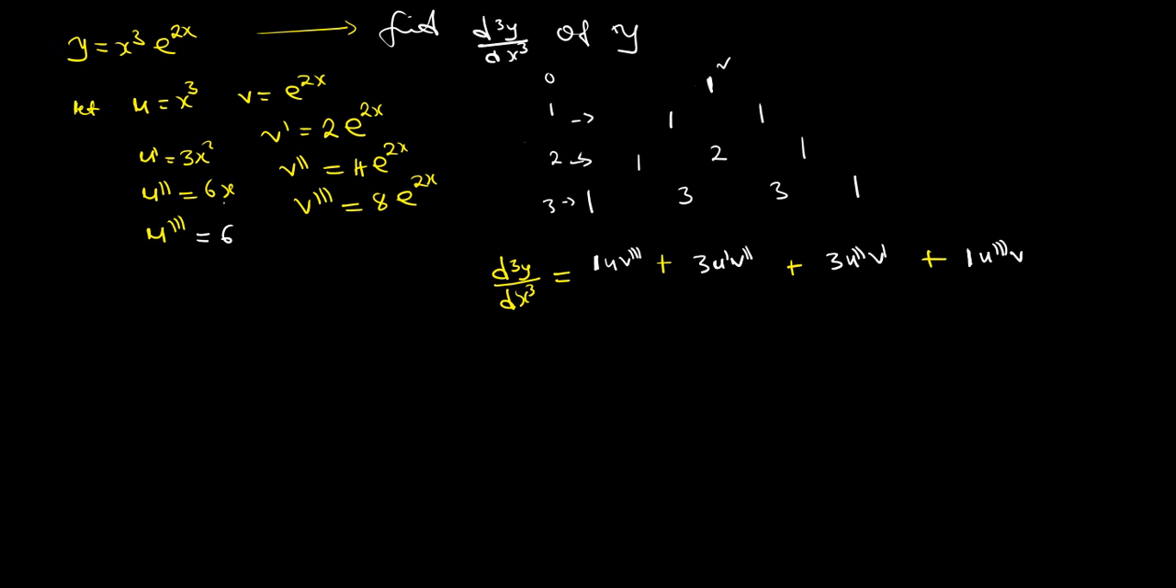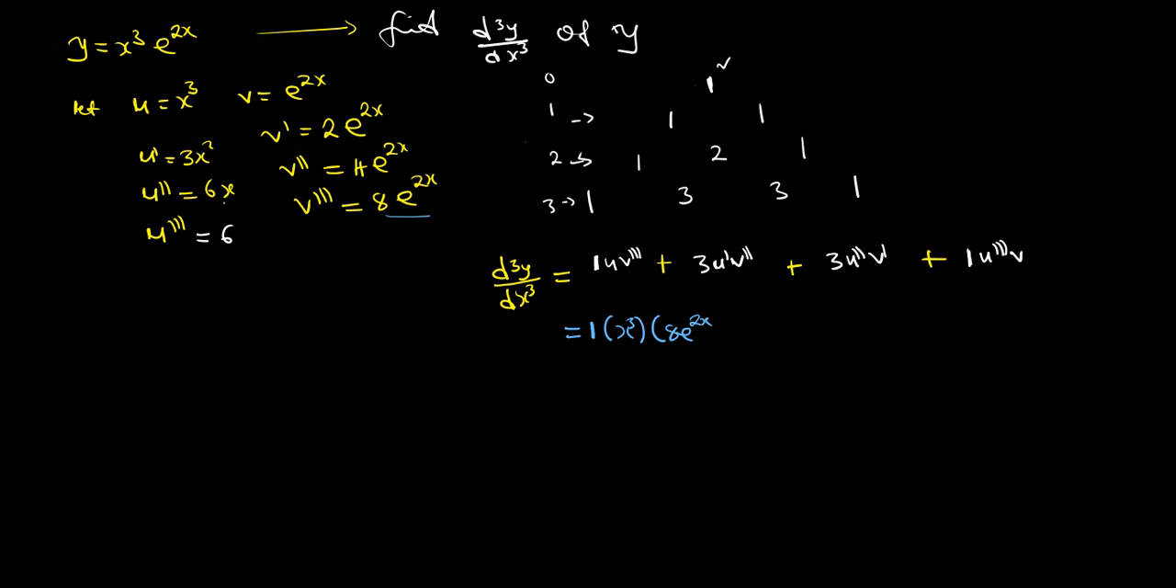From there, what we are going to do is write like that. So say 1 there, open bracket. What is u? U is x to the power 3. So you write x to the power 3, close bracket. What is v prime prime prime? So v prime prime prime is 8 to the power e^2x, like that.